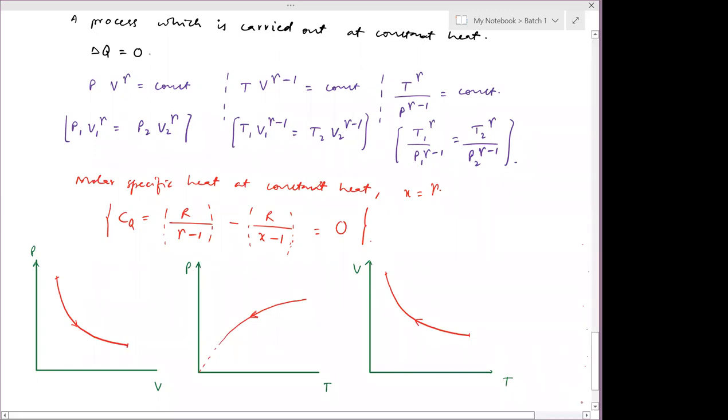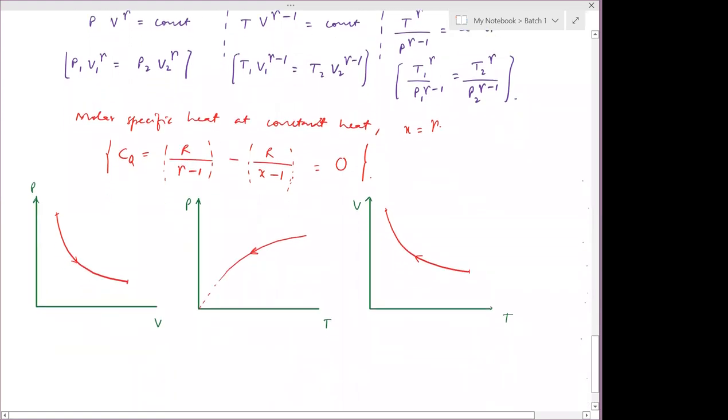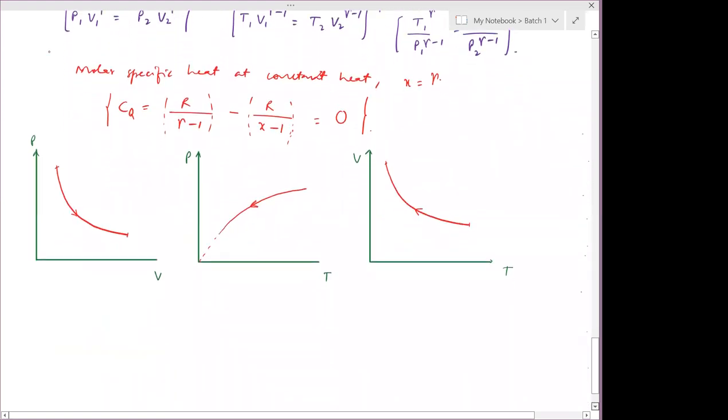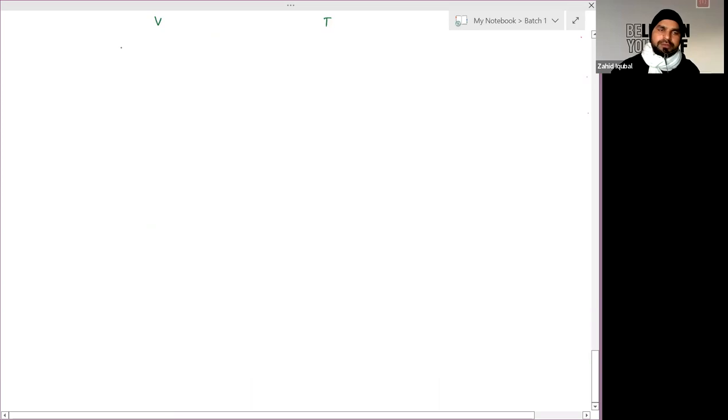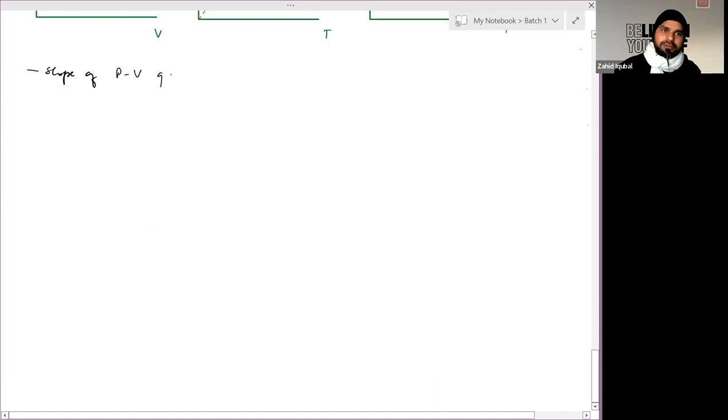Done, sir. Okay. So using first curve for pressure versus volume, we have to define slope of PV curve. Slope of pressure versus volume graph. According to equation of state, it will be PV to the power gamma equals to constant. So just differentiate with respect to volume.